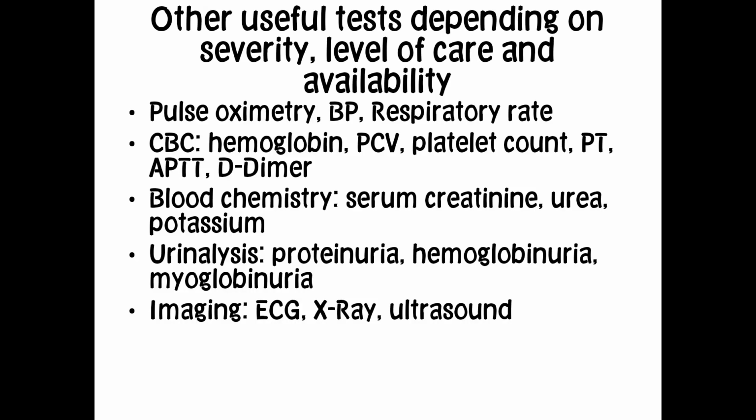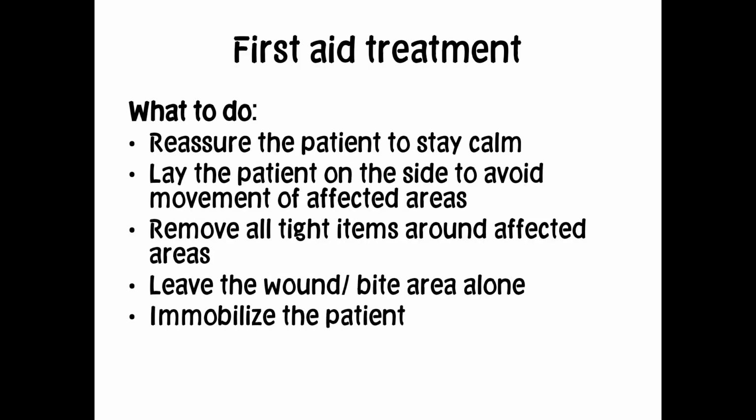A D-dimer is an indicator of inflammation, and the activated partial thromboplastin time and prothrombin time are the indicators for the degree of coagulation. Blood chemistry can also be done to assess the serum creatinine, urea and potassium. In addition to that, you can also do urinalysis to assess for proteinuria, hemoglobinuria, and myoglobinuria in case of cytotoxic venom. And in addition, you can also do imaging such as chest X-ray, ECG, and ultrasound.